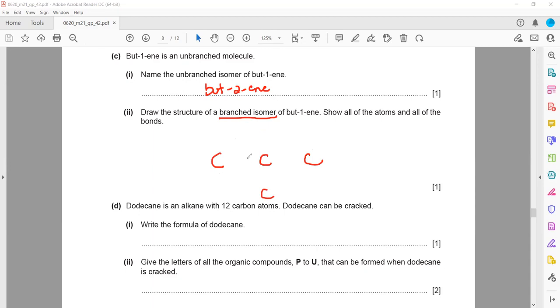And now complete the structure, because we have to draw an isomer of but-1-ene. So this will have a double bond, this will have single, and this will also have single. Then we place the hydrogens. This carbon has two bonds, so the remaining is 2 hydrogen. This carbon already formed 4 bonds, so there's no hydrogen. The branch one will have 3, and this one also has 3. So this is the isomer. As they mentioned, draw the structure of a branched isomer. So a branched isomer means we have to show a branch either up or down on the second carbon atom.